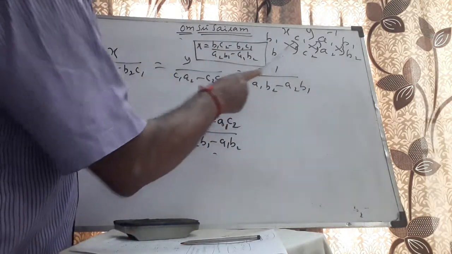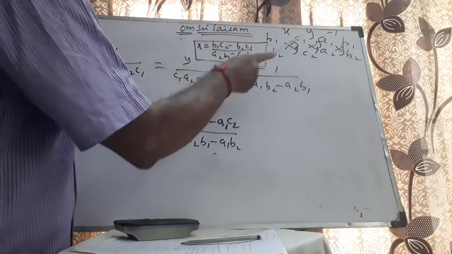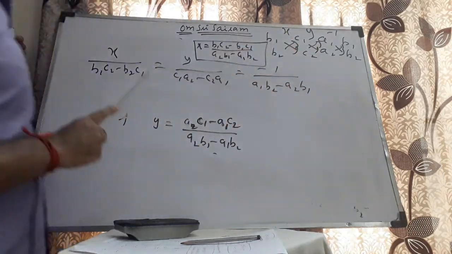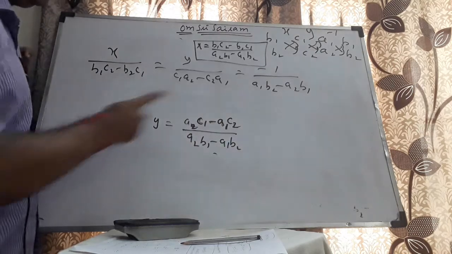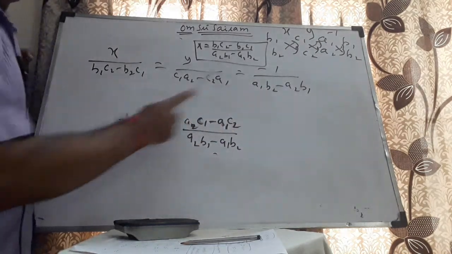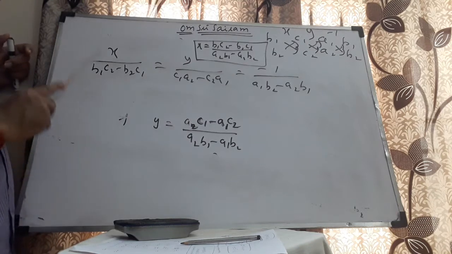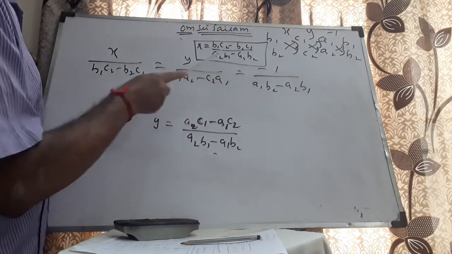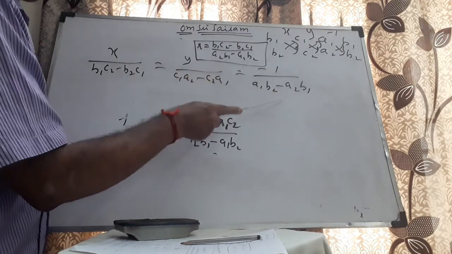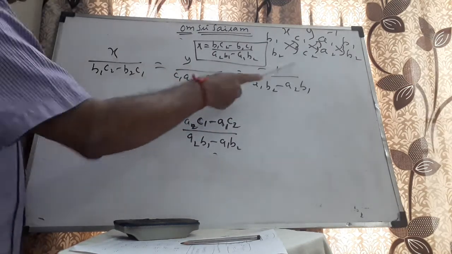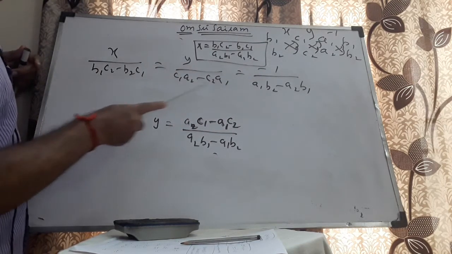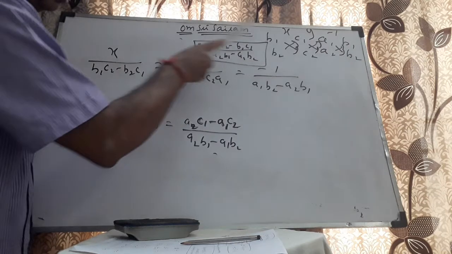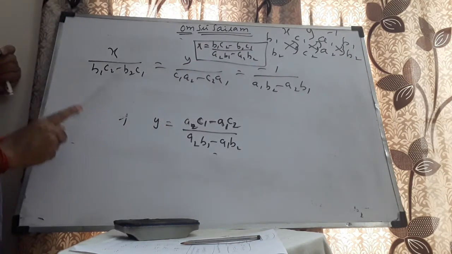x divided by b1 c2 minus b2 c1 will be equal to y divided by c1 a2 minus c2 a1, equal to minus 1 divided by a1 b2 minus a2 b1. Now take the first and third ratios. I'll be cross multiplying these elements, then we'll get the solution. Therefore, it's called rule of cross multiplication. So x is equal to b1 c2 minus b2 c1 by, with minus multiplied with the denominator, a2 b1 minus a1 b2. And of course, cross multiplying this, y is equal to a2 c1 minus a1 c2 divided by a2 b1 minus a1 b2. This is the solution we have already seen. Using this method also, I am getting the same solution.